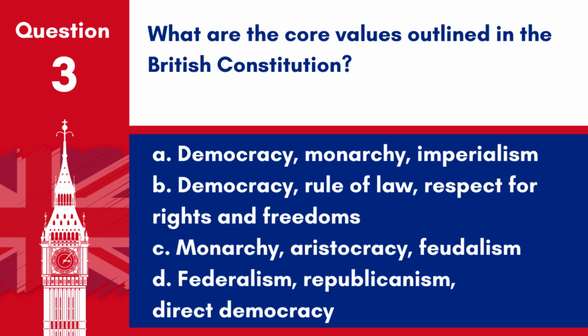Question 3. What are the core values outlined in the British Constitution? A. Democracy, monarchy, imperialism. B. Democracy, rule of law, respect for rights and freedoms. C. Monarchy, aristocracy, feudalism. D. Federalism, republicanism, direct democracy. Answer: B. Democracy, rule of law, respect for rights and freedoms. These are core values outlined in the unwritten British Constitution.